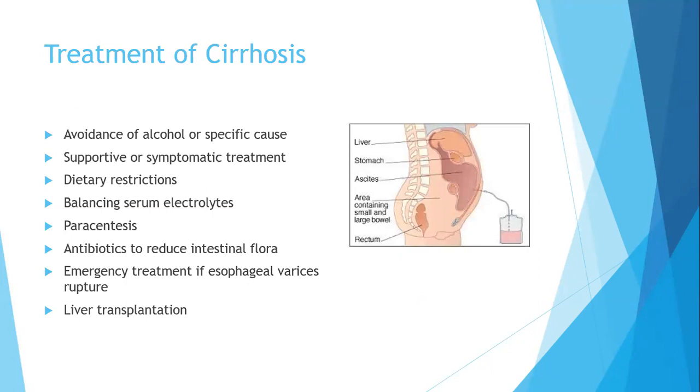The treatment of it is to avoid alcohol or whatever specifically caused it. Some other chemical exposures can cause it besides alcohol. Supportive or symptomatic treatment, dietary restrictions, balancing the serum electrolytes. So you might need electrolyte supplementation. Paracentesis, which is draining the fluid out of the peritoneal space. Antibiotics to reduce intestinal flora, and emergency treatment if esophageal varices rupture. And once it gets really bad and you don't have a functional liver, it might have to go to liver transplantation.